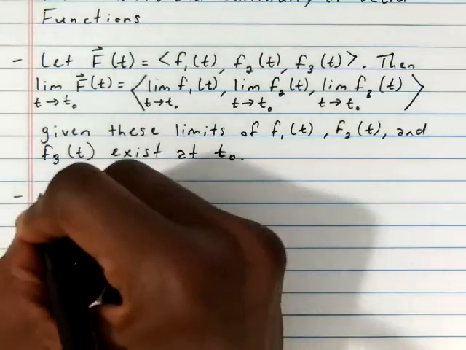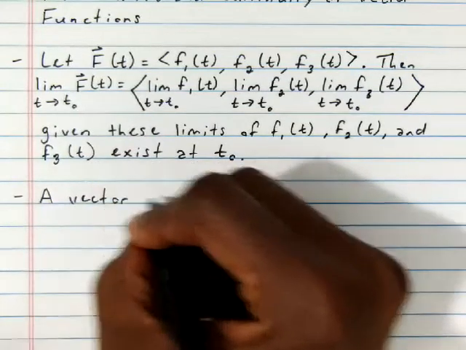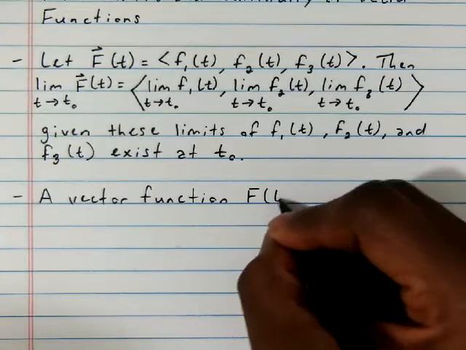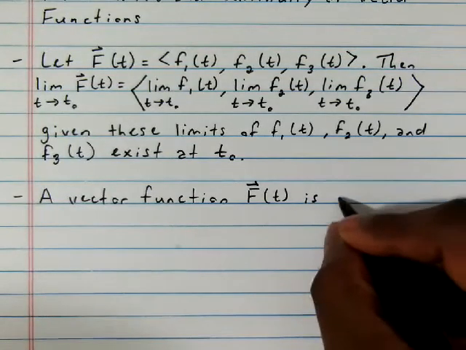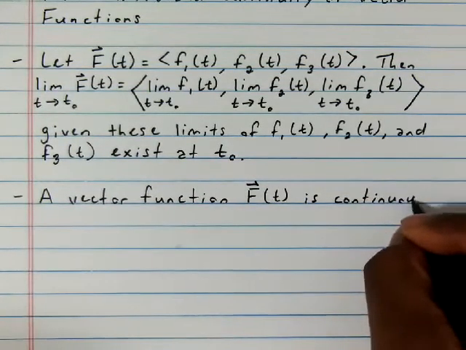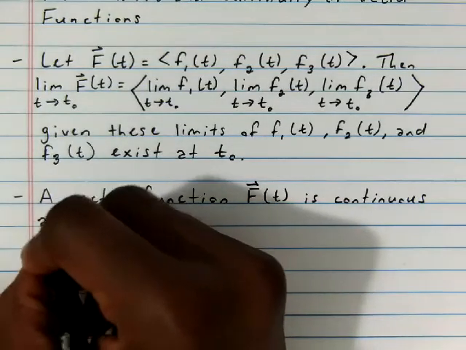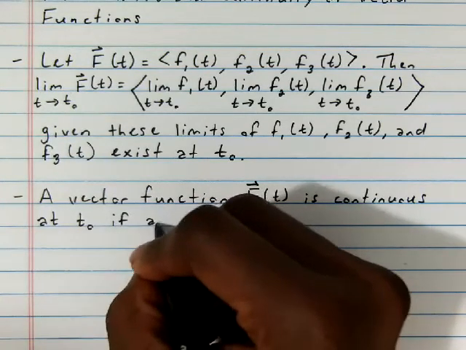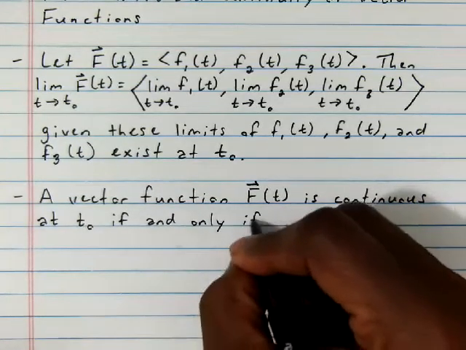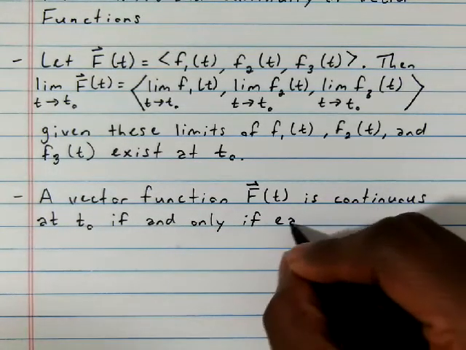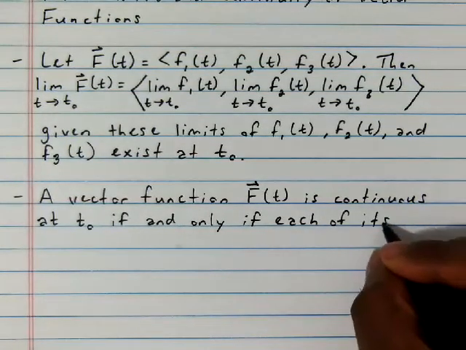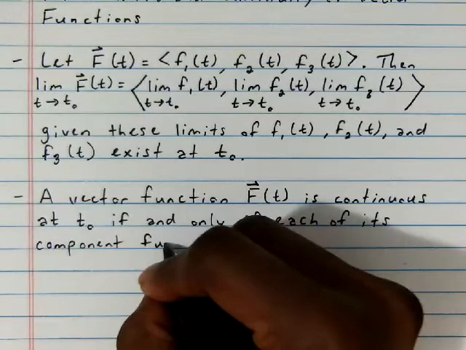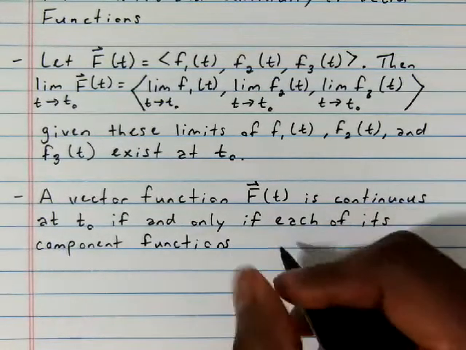So next, a vector function f of t is continuous at t naught if and only if each of its component functions is continuous at t naught.